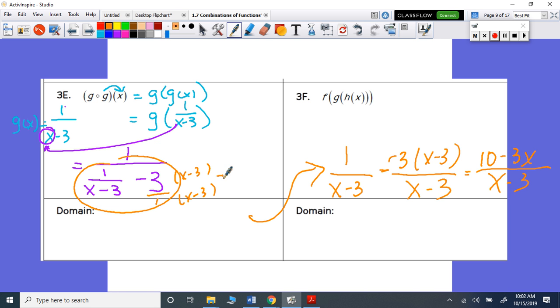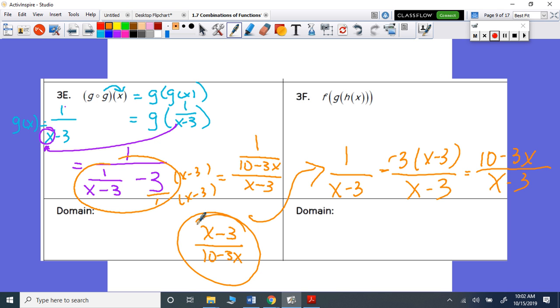And I can put that whole thing under 1. You're not going to have a lot of these. But reciprocating that, your final answer is 10 minus 3x. So if you are struggling with this, it's the algebra, not the composition.